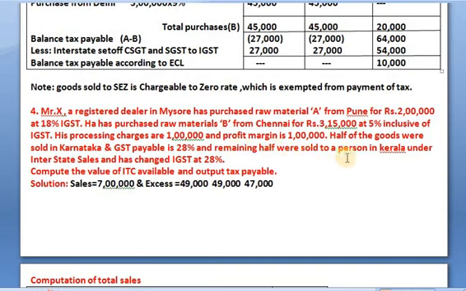And that 50,000 were sold to a person in Kerala, Mysore to Kerala. It is an interstate transaction where IGST is applicable. Under interstate sales, they have charged IGST at 28%. Compute the value of ITC available and output tax payable. Here sales you will be getting 7 lakhs, and the excess will be available in your electronic credit ledger, 49,49,47. Let us see how it has to be done.